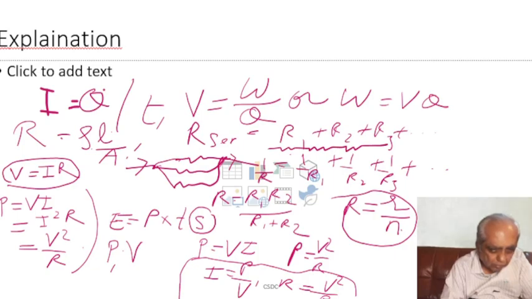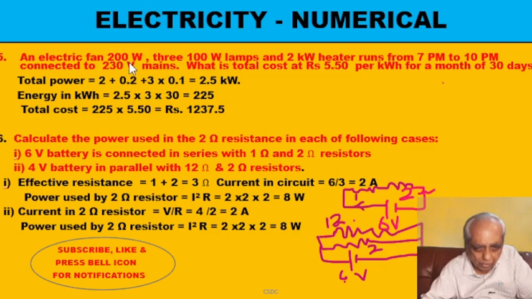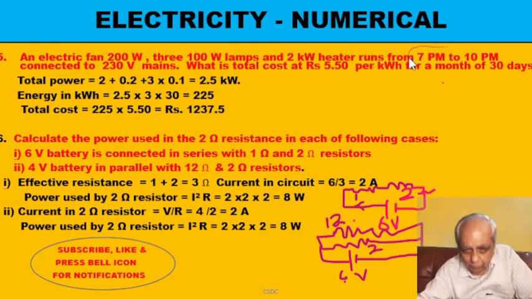So we'll go to the next slide. An electric fan, 200 watt. So again I have been given the power. 300 watt lamps, so there are 3 lamps, each of 100 watt, and a 2 kilowatt heater. They are operated from 7 p.m. to 10 p.m., so this will give me the time. For 3 hours. So time is given to be 3 hours. It is connected to 230 volt mains. So voltage. What is the cost?